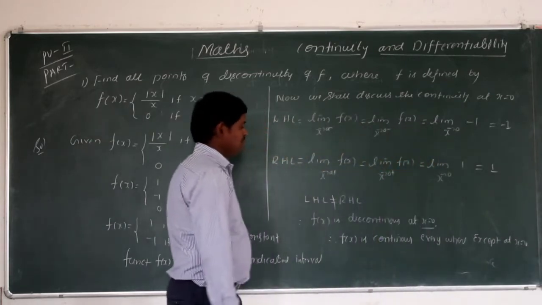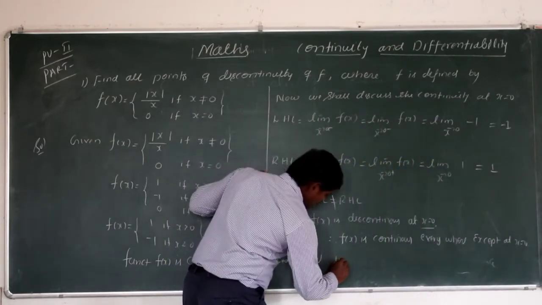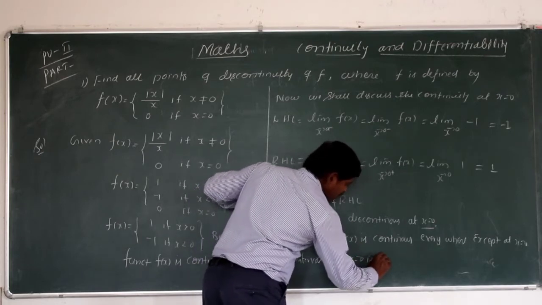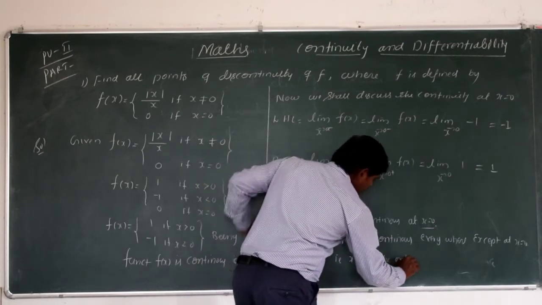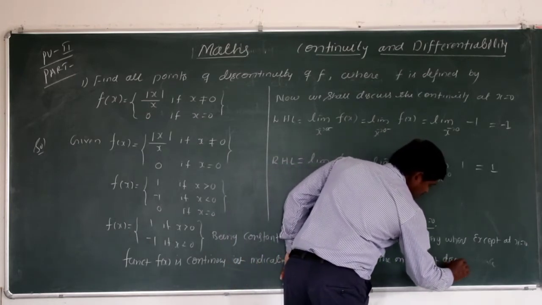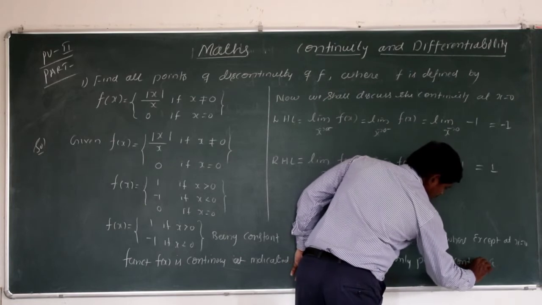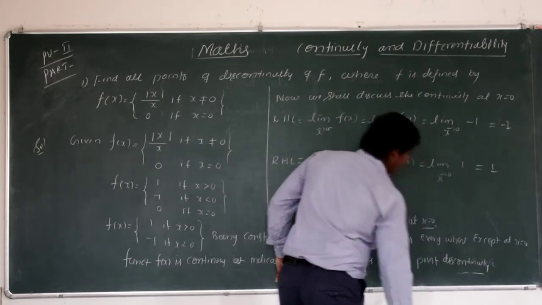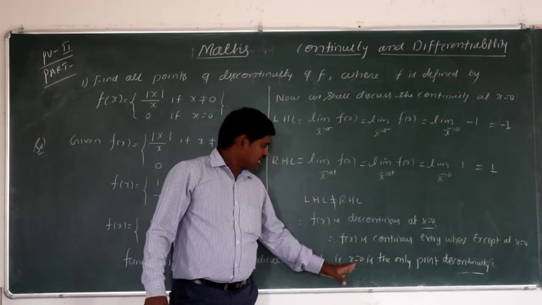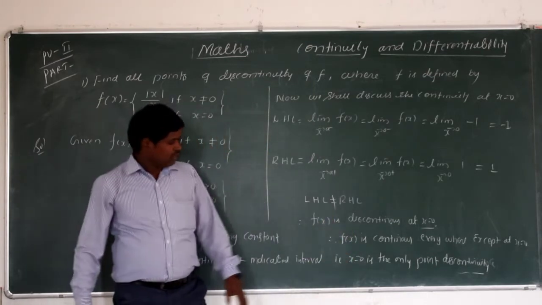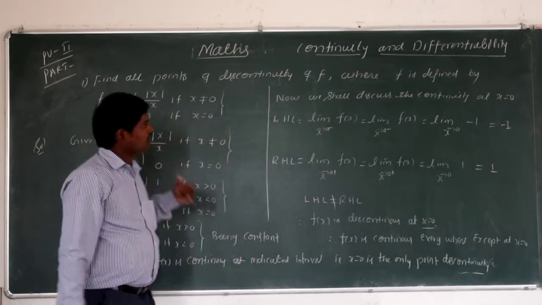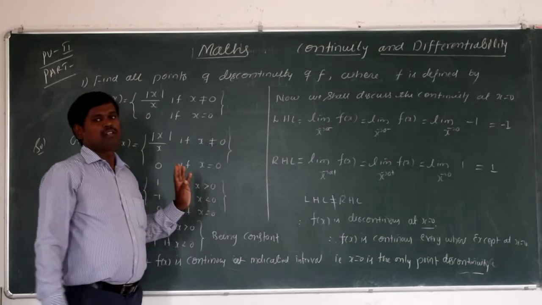So that means x is equal to 0 is the only point of discontinuity. This is continuous everywhere except at x is equal to 0. x is equal to 0 is the only point of discontinuity. At this point only the given function is discontinuous, and in all other cases it is continuous.